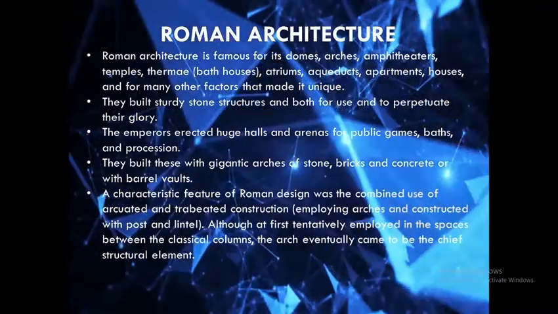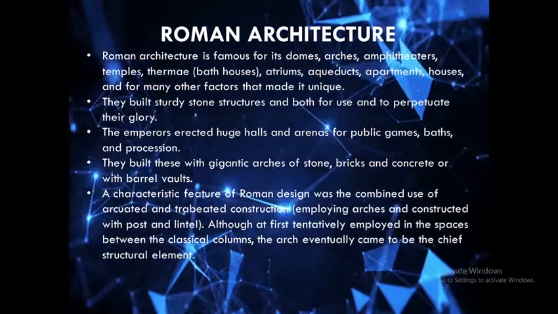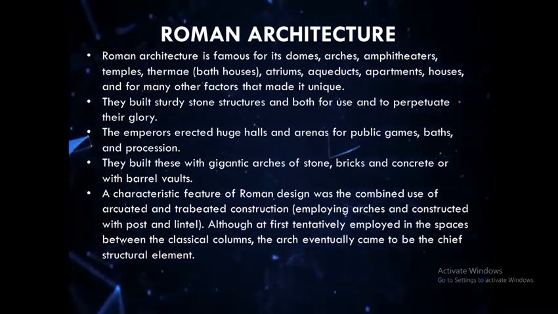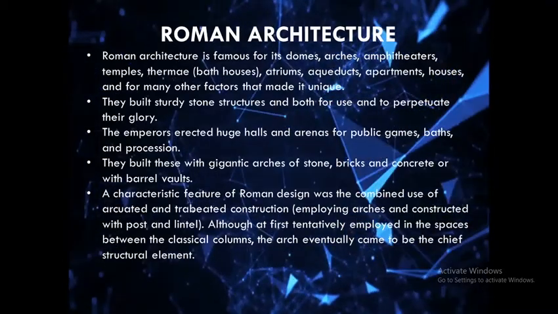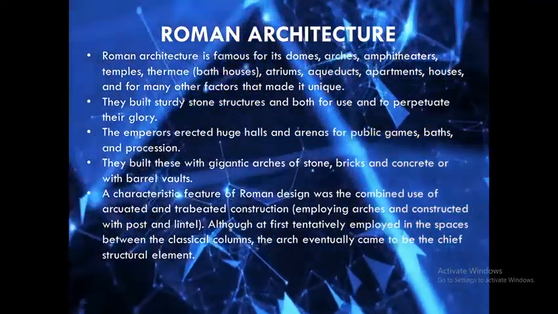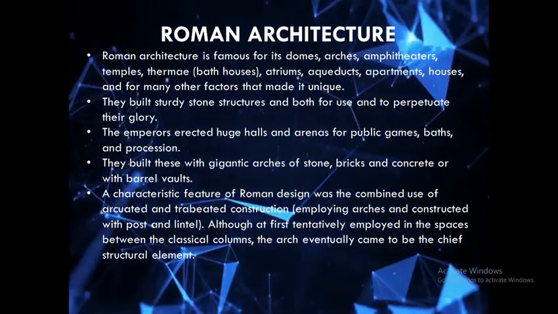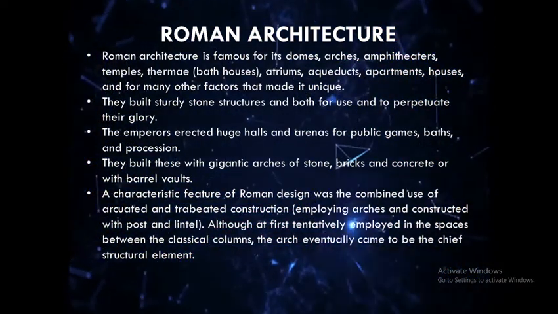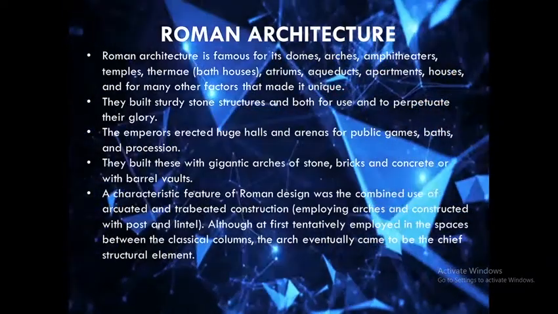A characteristic feature of Roman design was the combined use of arcuated and trabeated construction, employing arches and construction with posts and lintels. Although at first tentatively employed in the spaces between the classical columns, the arch eventually came to be the chief structural element.